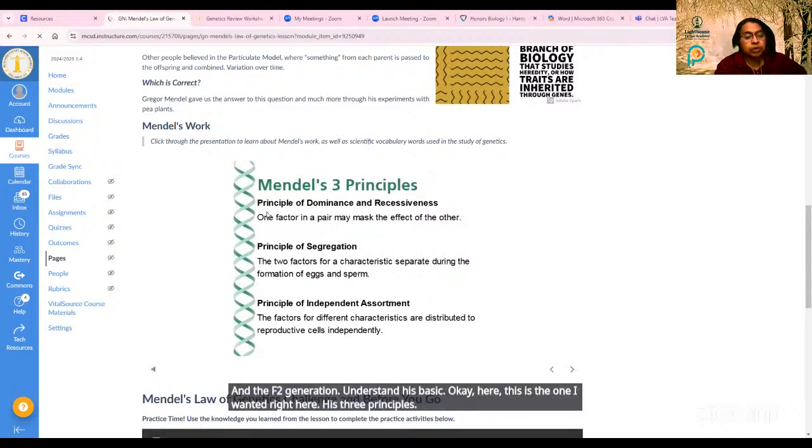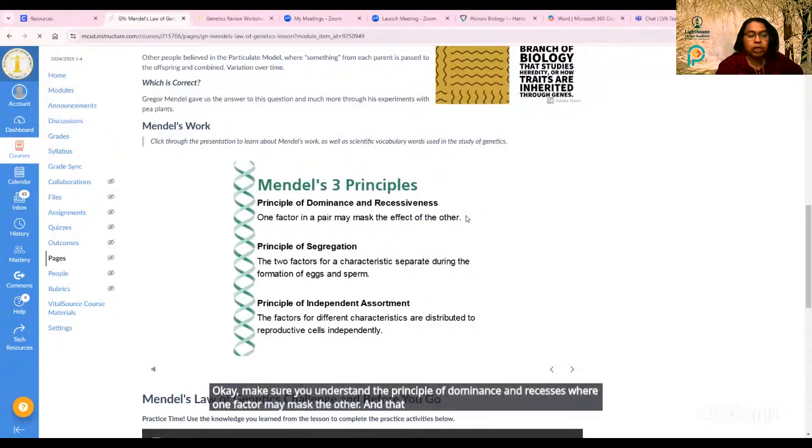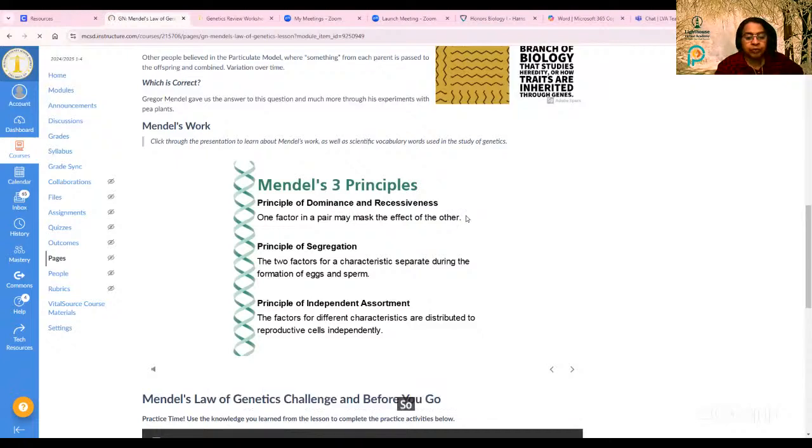Okay, make sure you understand the principle of dominance and recessives, where one factor may mask the other, and that's the one we're most used to. So that is called the principle of dominance and recessiveness.